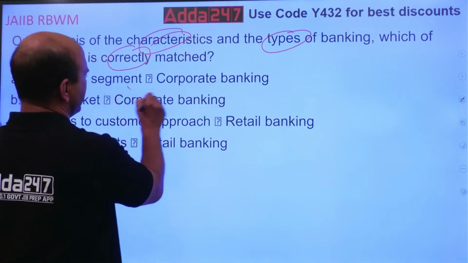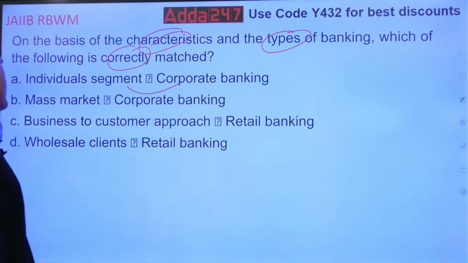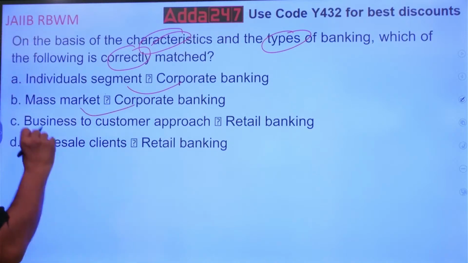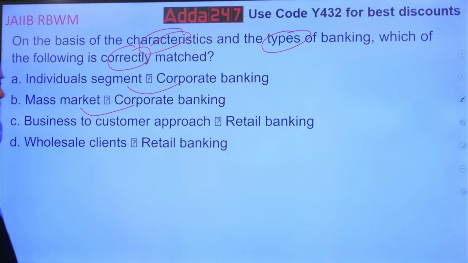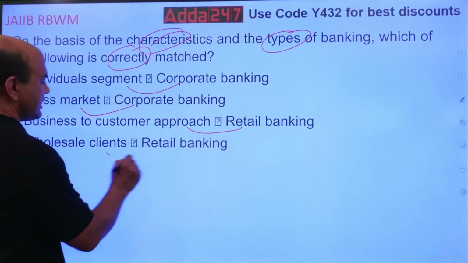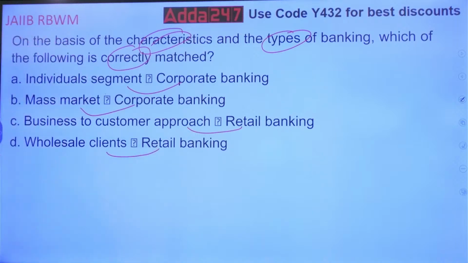Individuals, corporate banking. Mass market, corporate banking. Business to customer approach, retail banking. And wholesale clients, retail banking. Which one of them is correctly matched? So the answer is correctly matched.